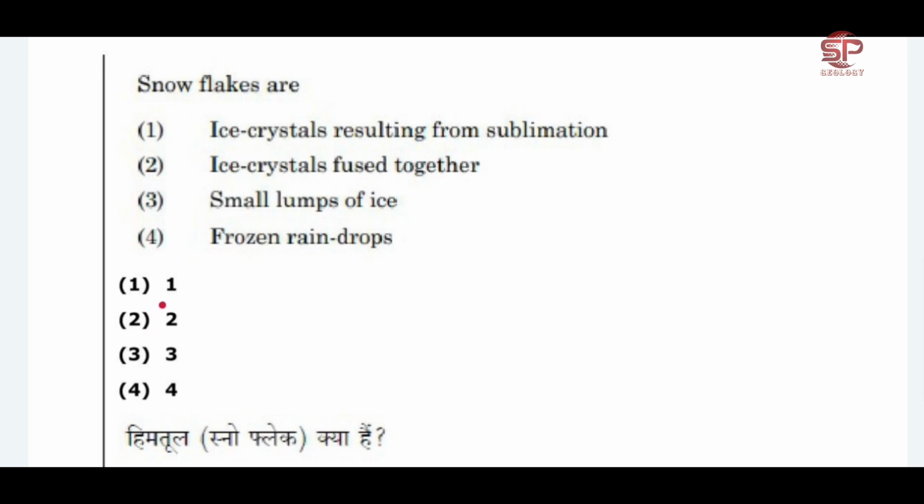Snowflakes are very porous, you can say ice mass. Those are produced by the sublimation process. Ice crystals that result from sublimation, that is snowflakes. The accumulation of snowflakes produces glacier, or you can say ice mass, granular ice. All these things are produced from snowflake accumulation above the snow line.